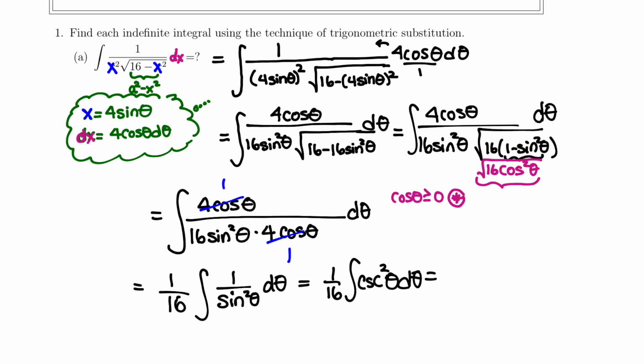Zach, help me out here. What's the antiderivative of cosecant squared? Negative cosecant cotangent. Close, very close. Just negative cotangent. Is it just negative cotangent? The derivative of cotangent is cosecant squared? Oh, did I do it wrong? I think I said derivative instead of antiderivative. The antiderivative of cosecant squared is just negative cotangent. I'm sorry if I said the derivative of cosecant squared.